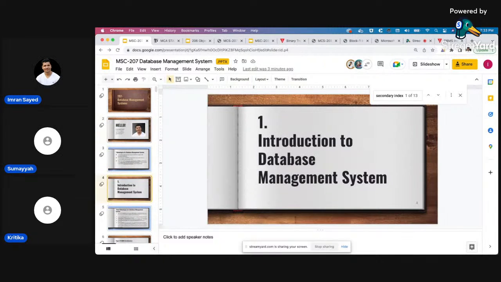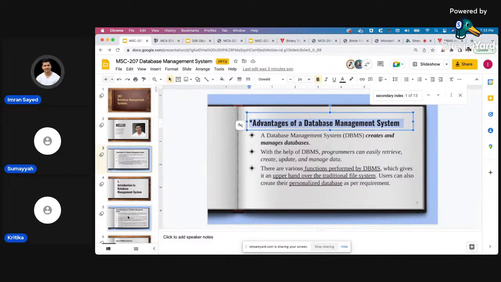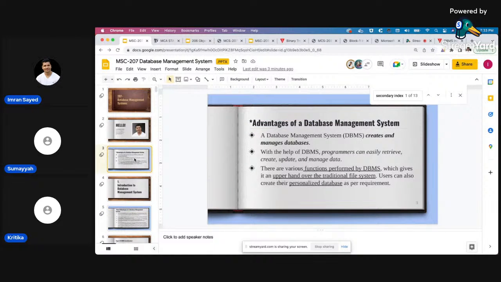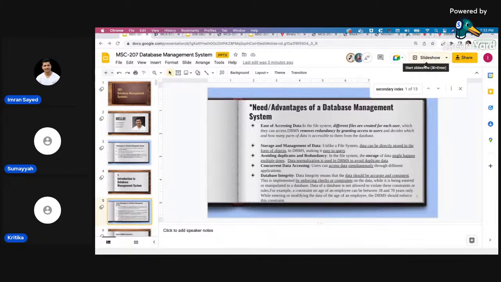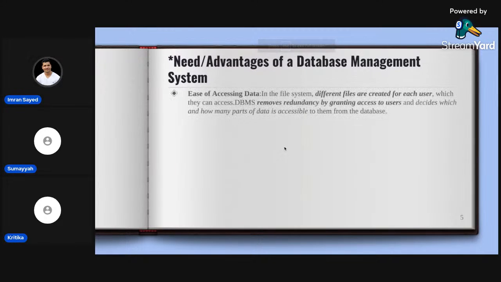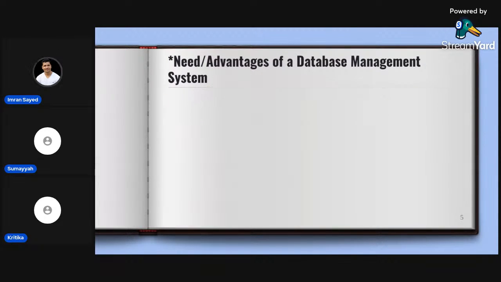Yes. Okay. I'm going to skip the first slide because advantages, you have it here also. So there's no need to have duplication, right? So we'll just use this one. Okay. So I'll go over this, and then we'll try to recall as much as we can. Okay, so need or advantage of a database management system.